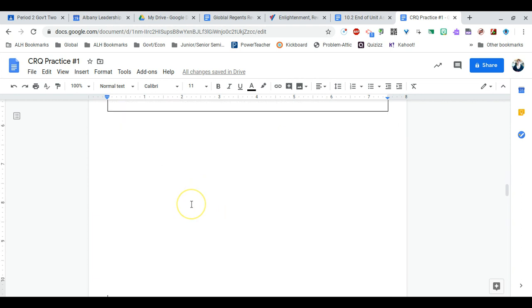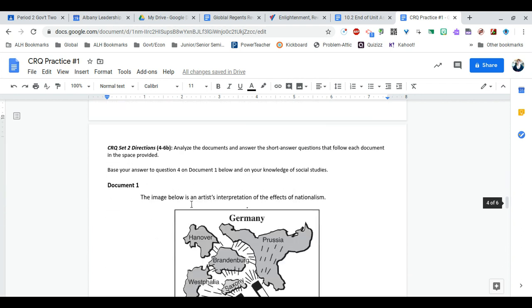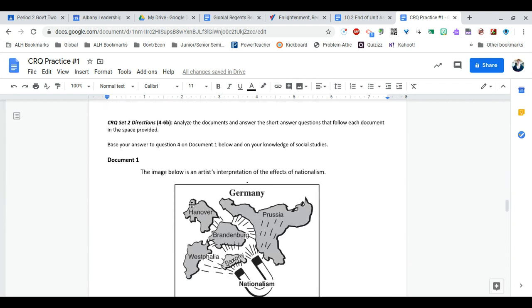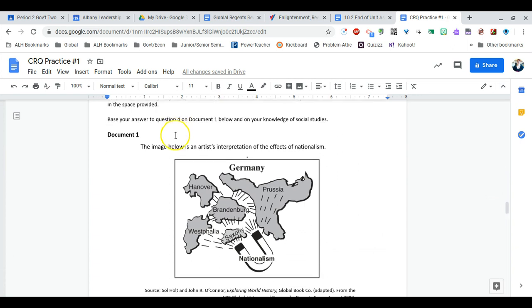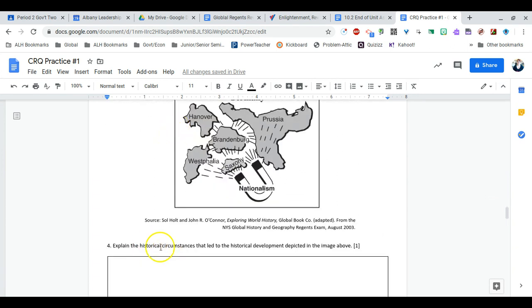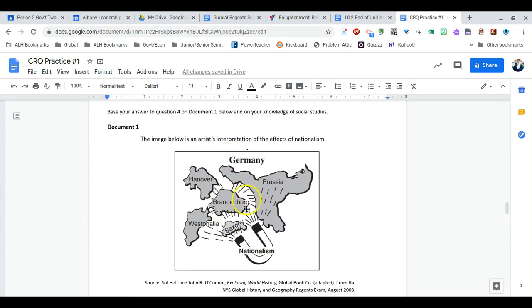Now let's take a look at the next set. The second set is only a little bit different because there's an added piece to the last set. Document 1 again goes over the historical circumstances. So what were the historical circumstances that led to what we see in this image? We see in this image nationalism is bringing Germany together. So what led to Germany actually coming together?